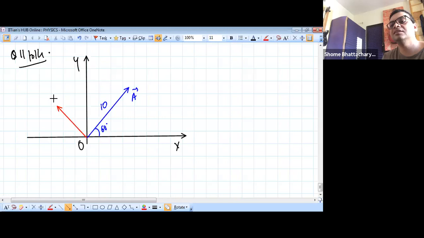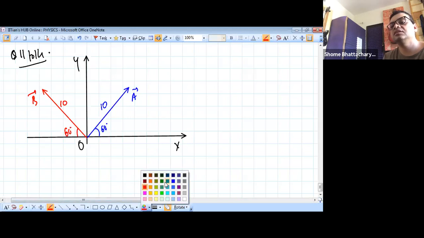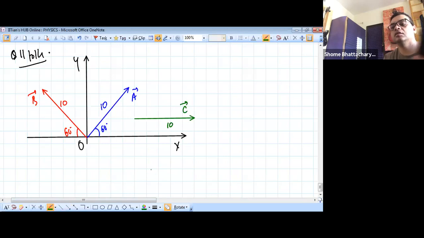Vector B is symmetrical like this, with magnitude 10, and this angle is 60 degrees again. Vector C is just 10 along the x-axis, drawn like this. It's parallel to the x-axis and its magnitude is 10. So now you have to work out all these different things here.